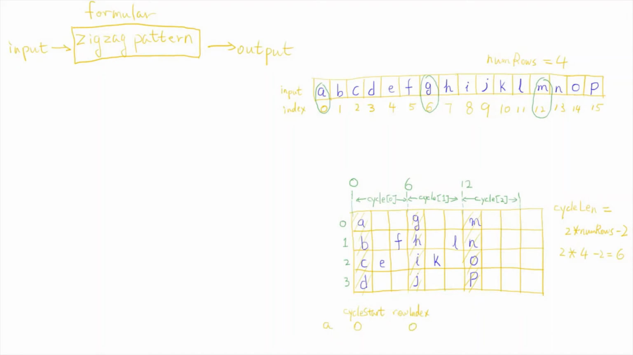So for character A, the cycle start is 0 and the row index is 0. And now we're going to use these two numbers to calculate the position of A in the input string. As we observe, A is at position 0 in the input string. So here the position is 0. Now the formula is going to be 0 plus 0 equals 0. Let's write down the formula of this scenario.